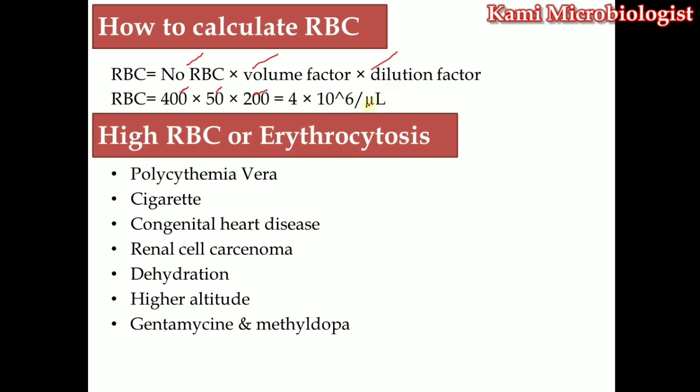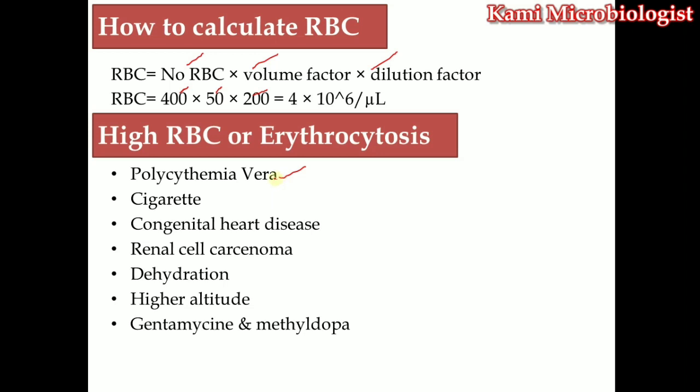per microliter. Then under what conditions does the RBC count increase, or what are the main causes due to which the RBC increases? Remember guys, RBC mostly increases in the case of polycythemia vera.